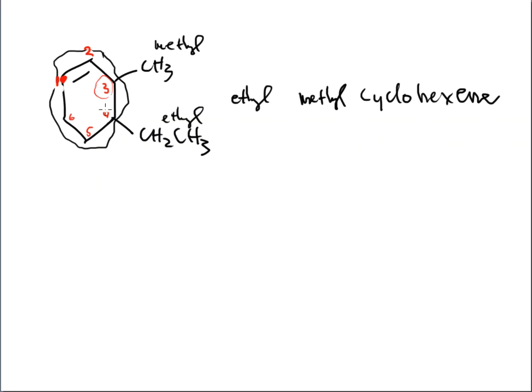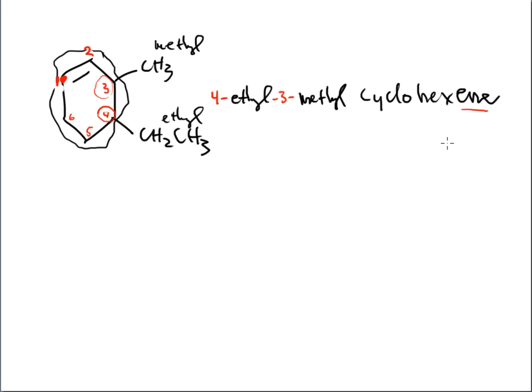Therefore, at carbon 3, I get my methyl group. So this is a 3. At carbon 4, I get the ethyl group. So a 4 goes there. And then at carbon number 1, of course, that is where my ene group is at, right here.